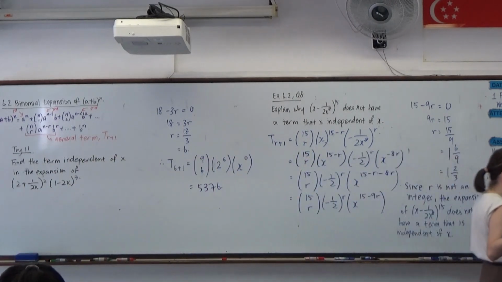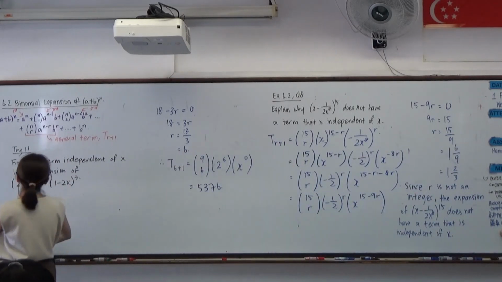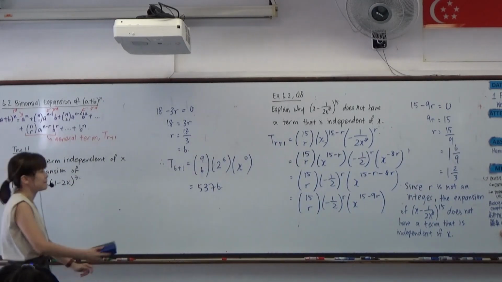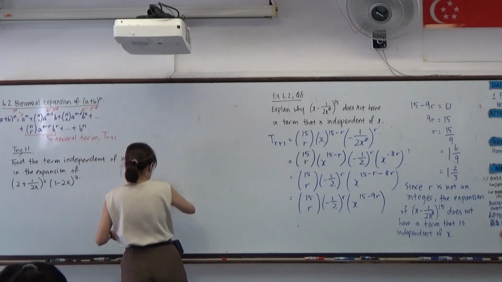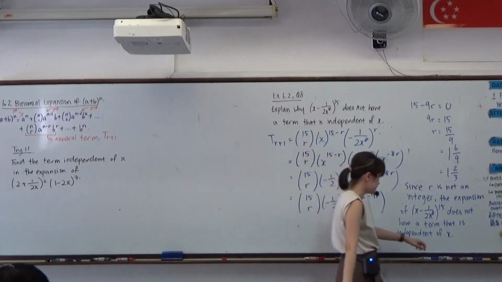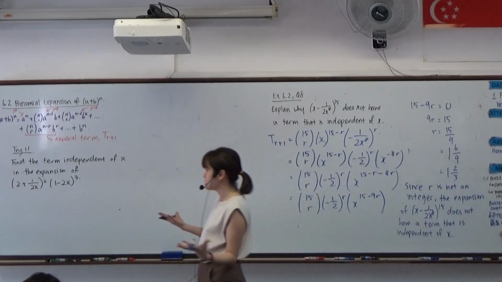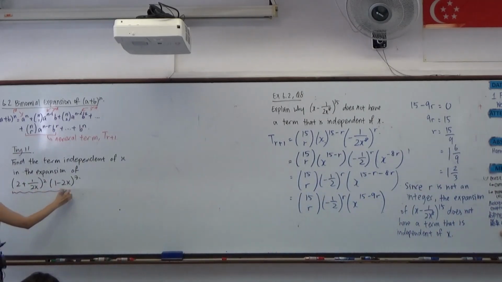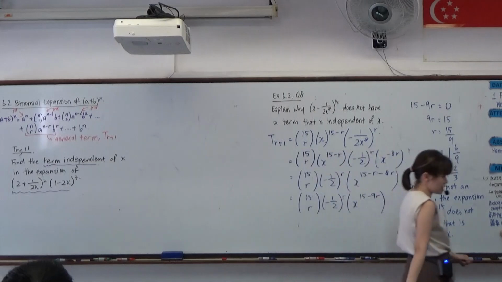Independent of x, we must get this true. This word, independent of x, is very common to see in binomial expansion. So our questions are getting harder now. We want to look at the expansion of two things together. We have this part over here and this part over here. Seems quite like a torture actually, and then we have to find the term independent of x. So how do we go about answering this question?